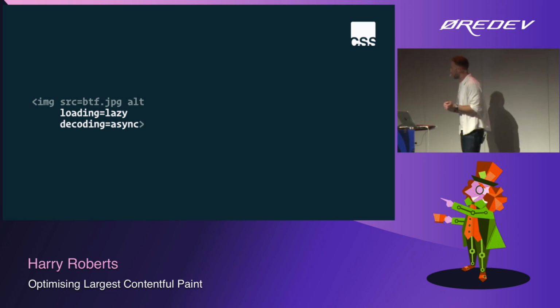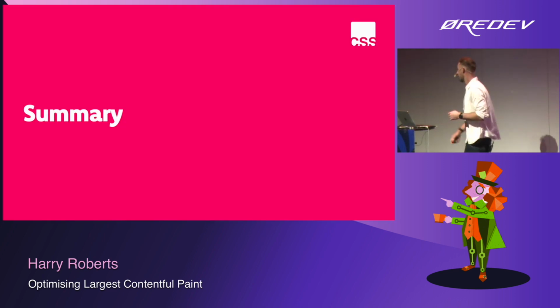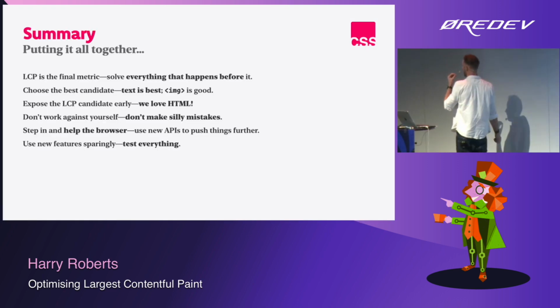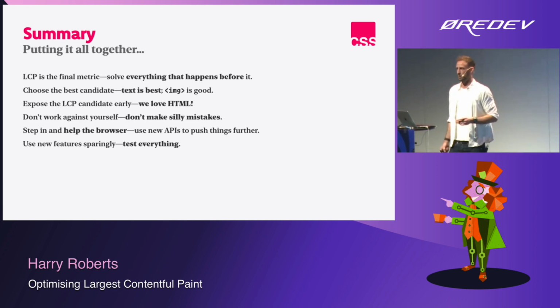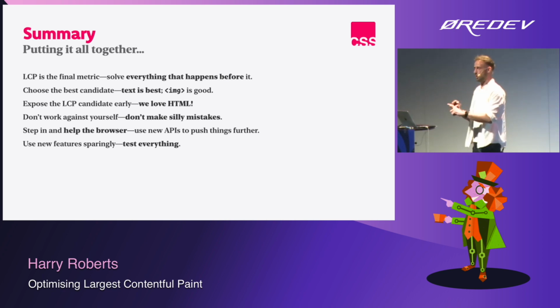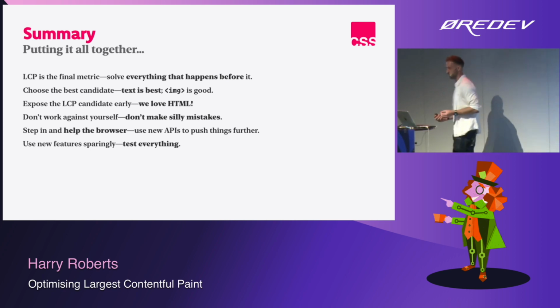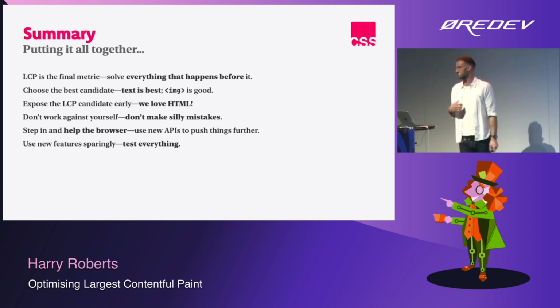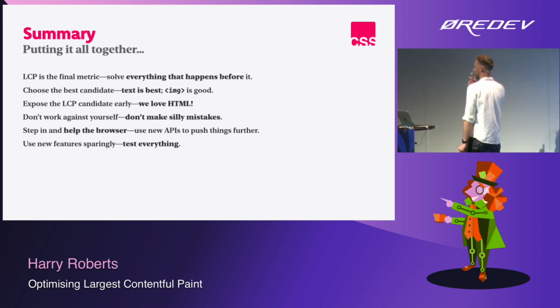So I went through a lot of stuff there really quite quickly. I'm going to try and summarize this in one slide. Basically, LCP is the final metric. If you're struggling with LCP, make sure you're auditing things like time to first byte, start render, etc. LCP is kind of the final metric. Solve everything beforehand. Choose the best candidate. Text is the best candidate possible. Failing that, image is probably the second best.